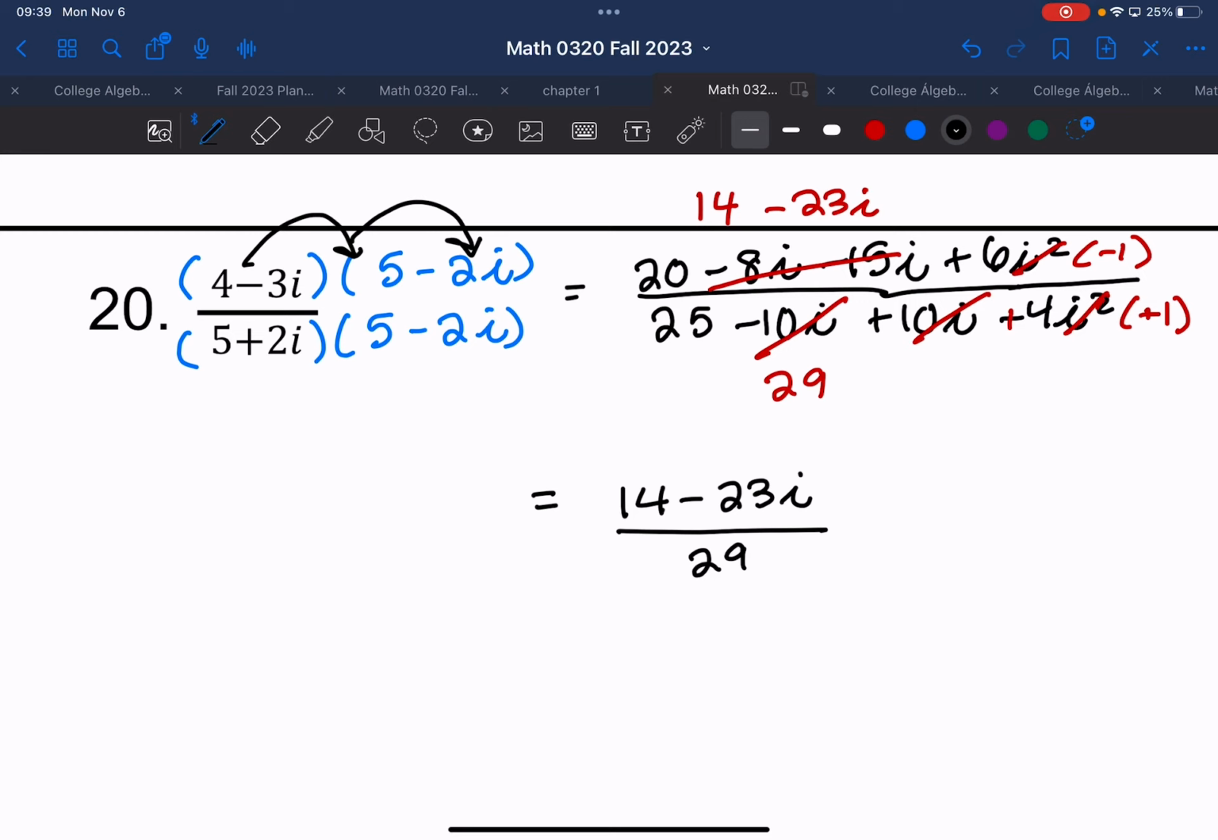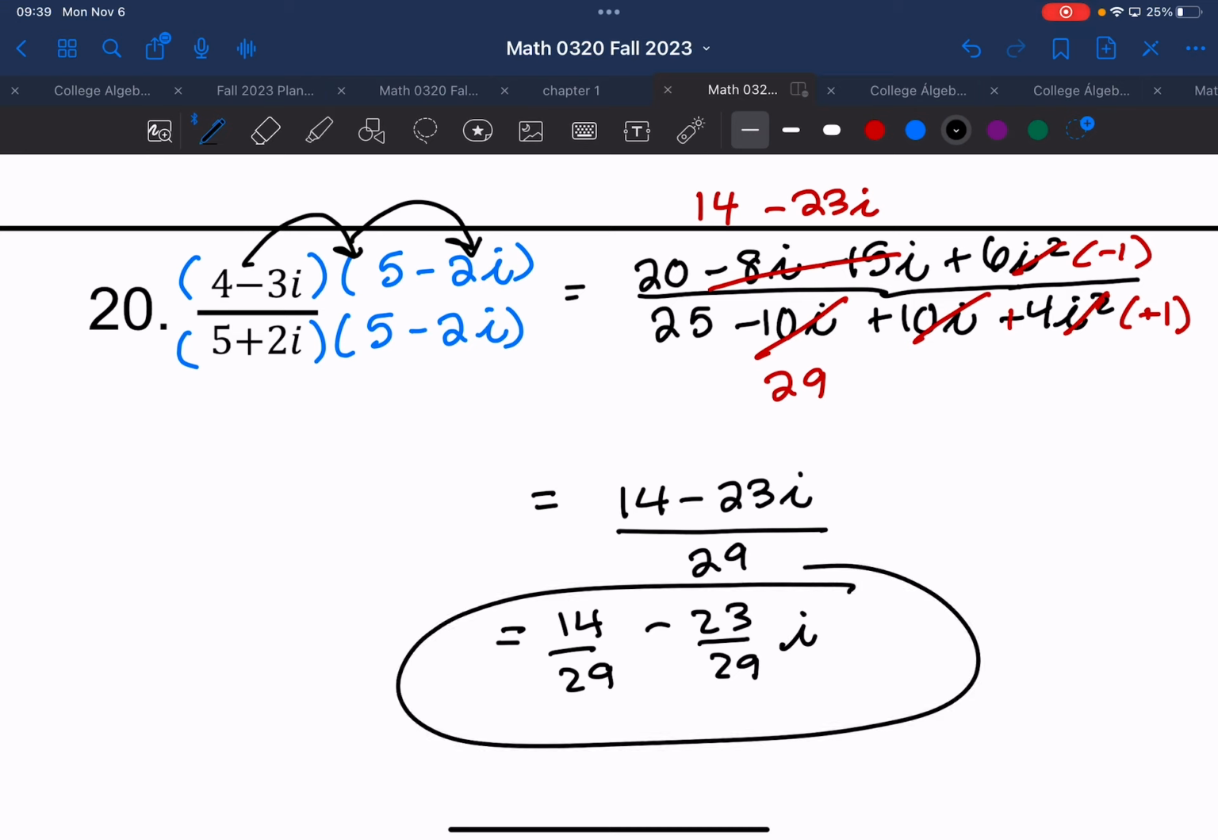I always want to write this as real part, imaginary part. So instead of having the whole thing over 29, I can do what to that? Divide by 29. Good, give it to both. So I have 14 over 29, that's my real part, minus 23 over 29i, that's my complex part, or my imaginary. So I have real and imaginary. If you leave it like this, I'm not going to take off points. This is just to show you that we have our real and imaginary part.